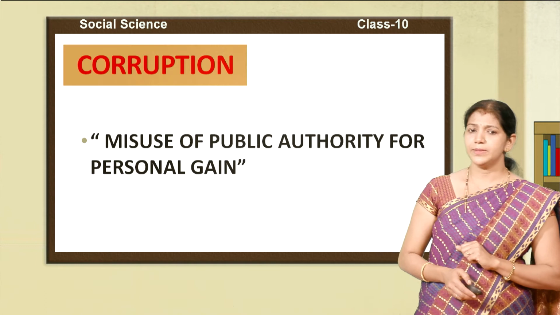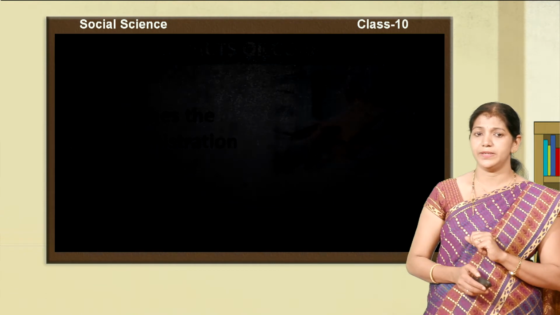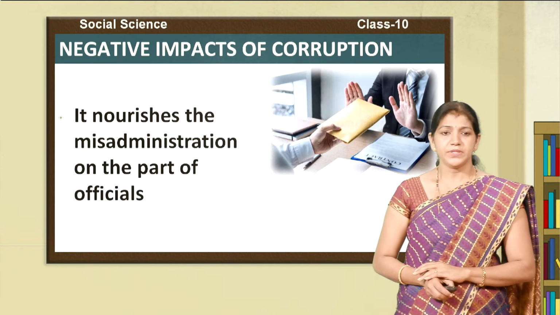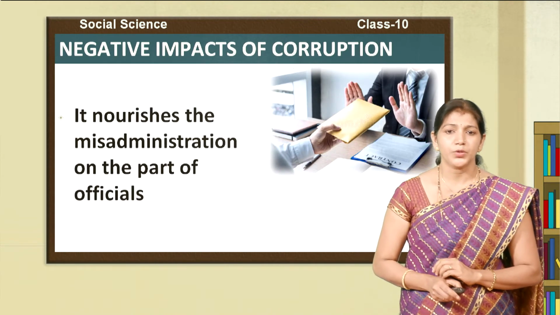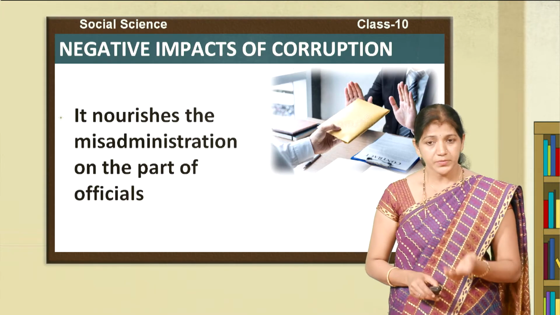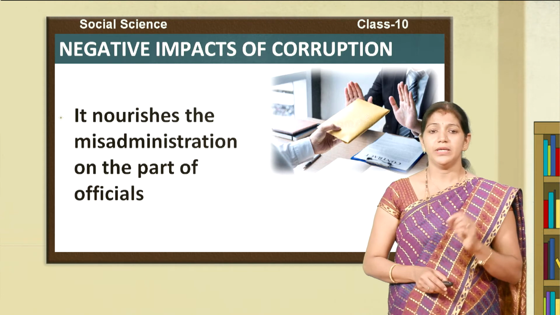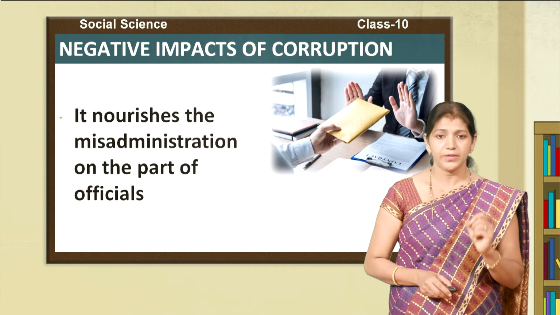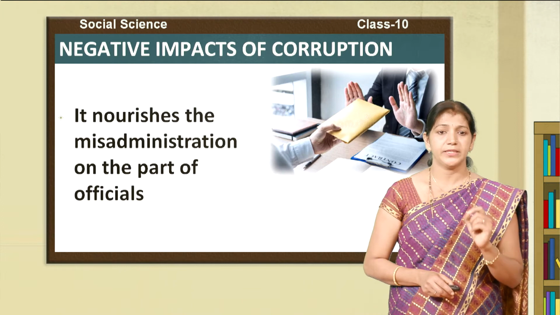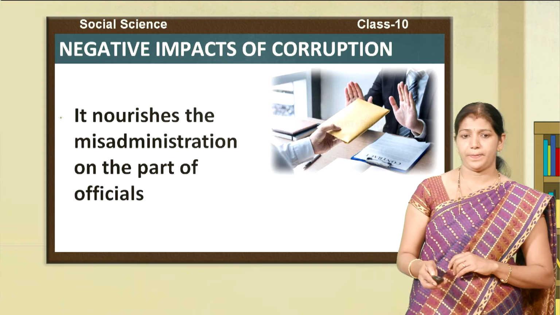Okay, what are the problems of corruption? How does it create negativity in society? Corruption creates a negative impact on society. The first one is that it nourishes misadministration on the part of officials. When the administration becomes corrupt, everything becomes corrupt. So the first main negative impact of corruption is that it nourishes misadministration on the part of officials.